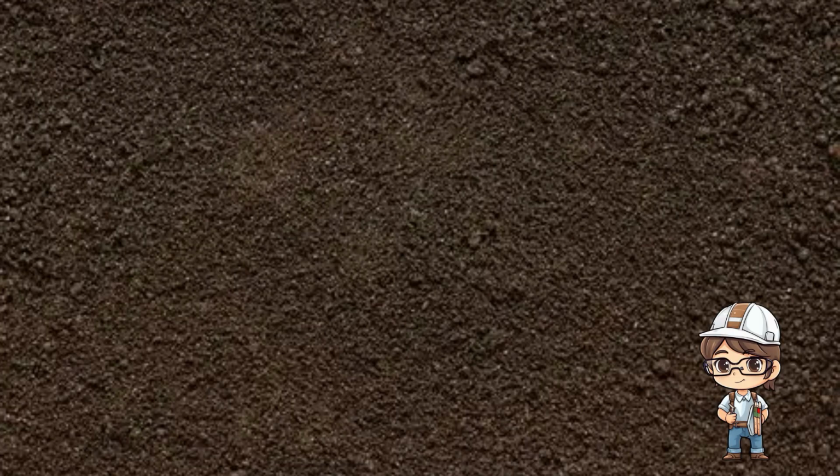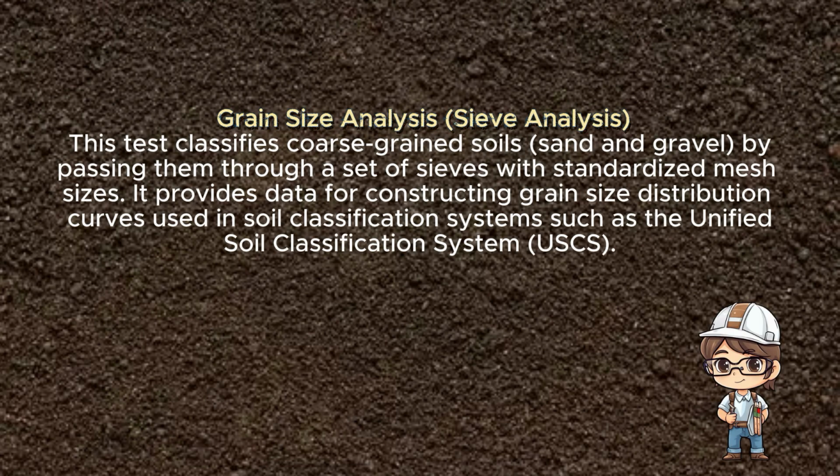Next, grain size analysis, sieve analysis. This test classifies coarse-grained soils by passing them through a set of sieves with standardized mesh sizes. It provides data for constructing grain size distribution curves used in soil classification systems such as USCS.